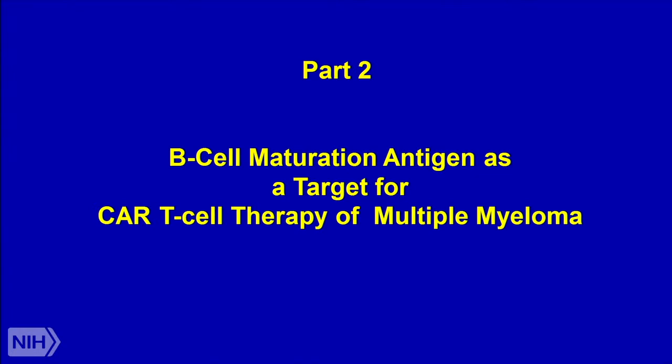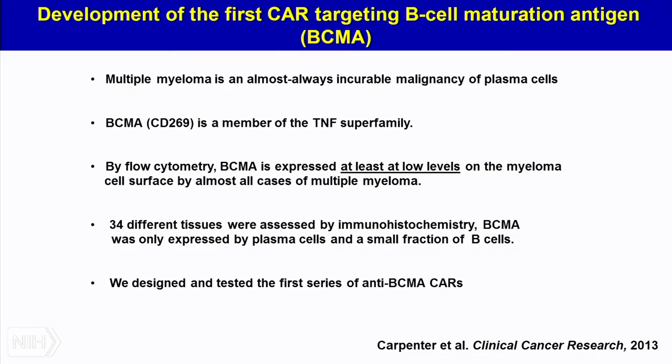So now in part 2, we have the second major area of my work, which is treating multiple myeloma. The main way we treat multiple myeloma with CAR T cells so far is with CARs specific for B cell maturation antigen, which is abbreviated BCMA. First of all, what's multiple myeloma? It's an almost incurable malignancy of plasma cells. BCMA is also known as CD269. It's a member of the TNF superfamily. It's expressed at least at low levels on the myeloma cell surface of almost all cases of multiple myeloma.